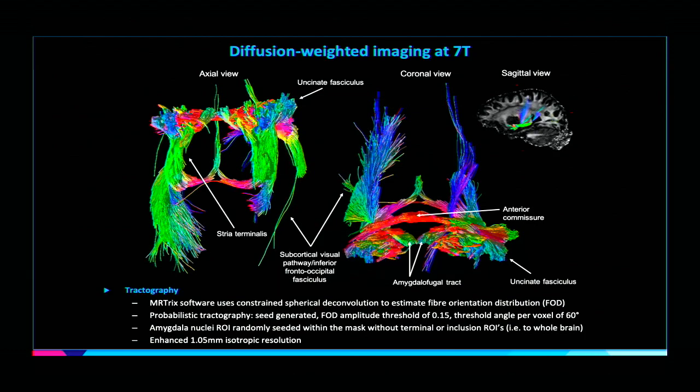And we had an enhanced resolution of 1.05 millimeters isotropic for this data, so that's better than the average. What we saw is that in each participant, the 5 tracts that we expected to see were pretty reliably tracked. So we see the stria, the uncinate, the subcortical visual pathway, which appears to pass along the inferior fronto-occipital fasciculus, the amygdalofugal tract, and the anterior commissure.